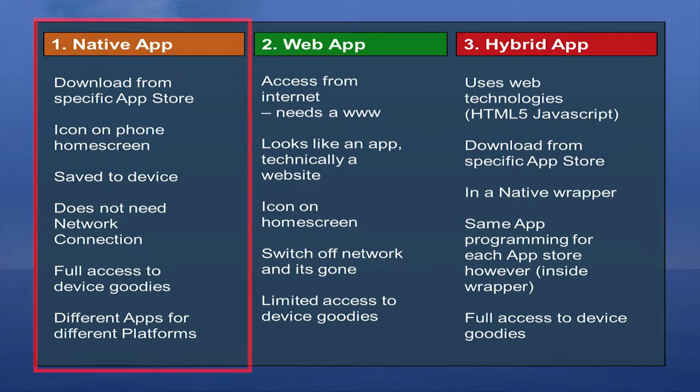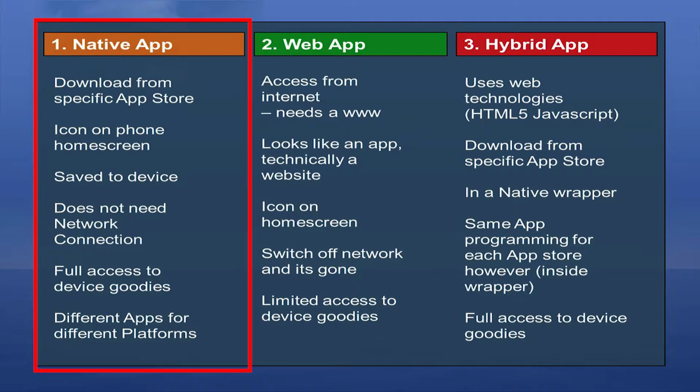So first of all, native apps. These are what you would normally think of when you think of apps that are downloaded. They're downloaded from a specific app store, it could be Android's Google Play or iTunes for iPhone. So you would arrive at an icon on the home screen. The app would be completely saved from the app store down onto the device. So often, once it's downloaded, it doesn't actually need a network connection after that, so you're free to use the app time and time again.